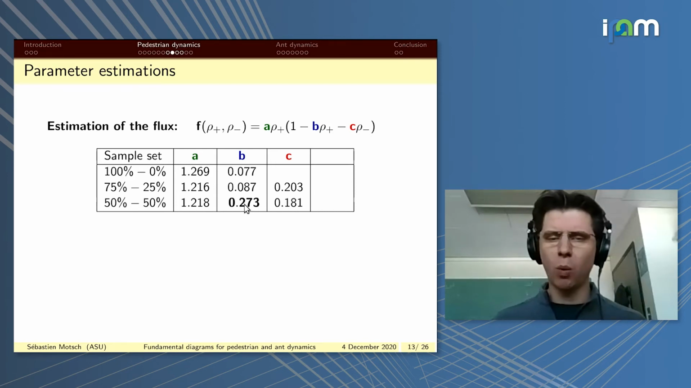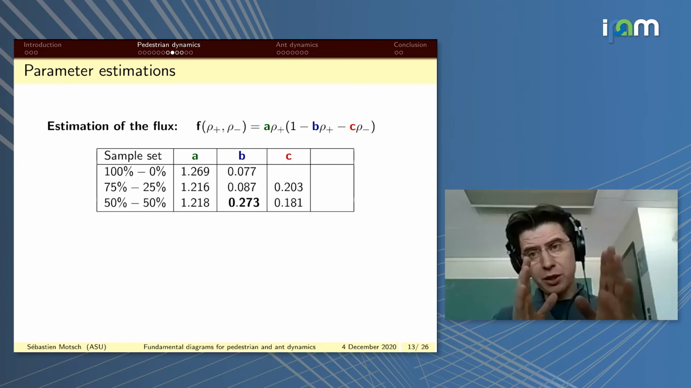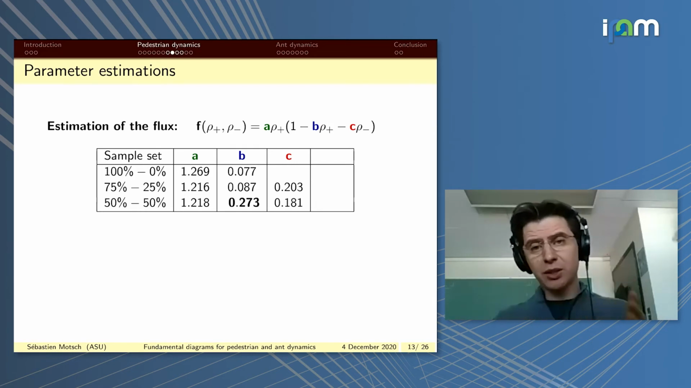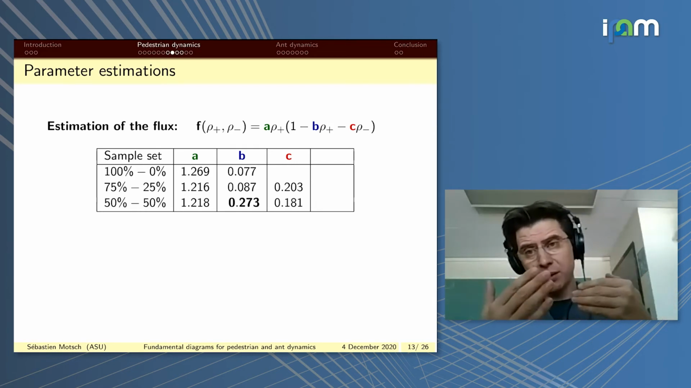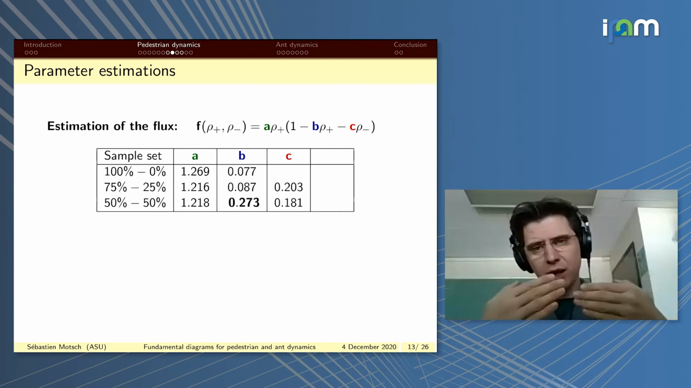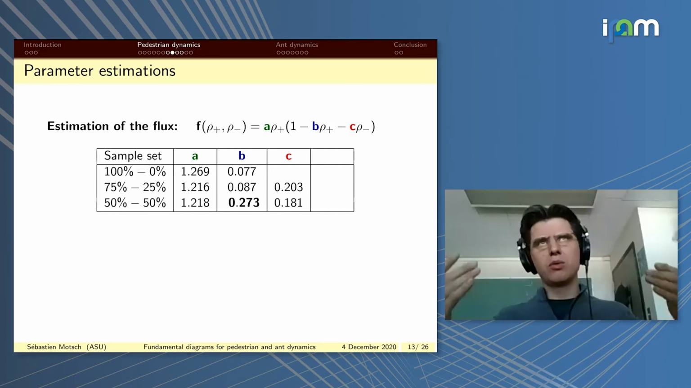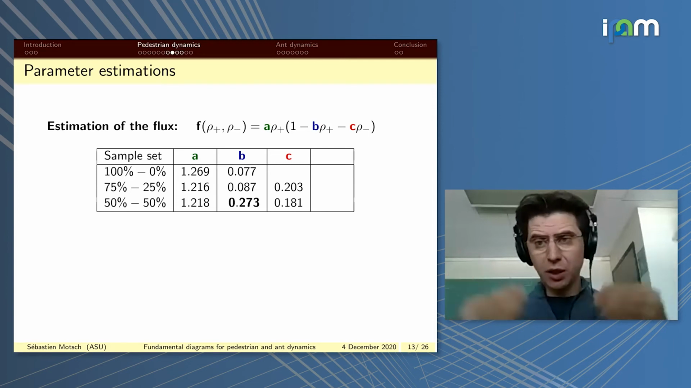What's happening here? Why did B suddenly increase? That's lane formation. When you have lane formation, there's almost no interaction between rho plus and rho minus, because they have two different lanes. So actually rho minus, you don't care. You don't really have any contact with them. So that's the limitation when you try to project and do things in 1D.